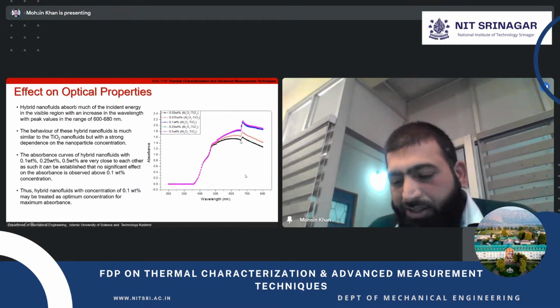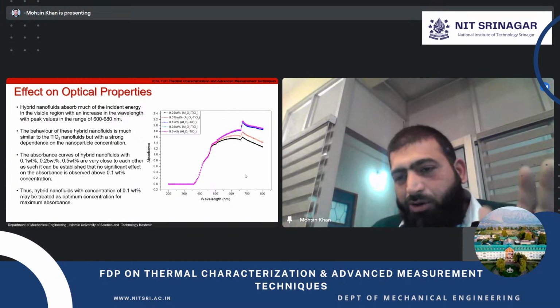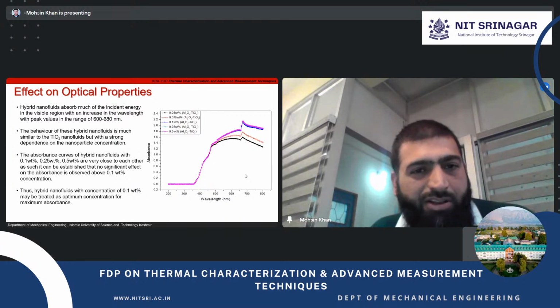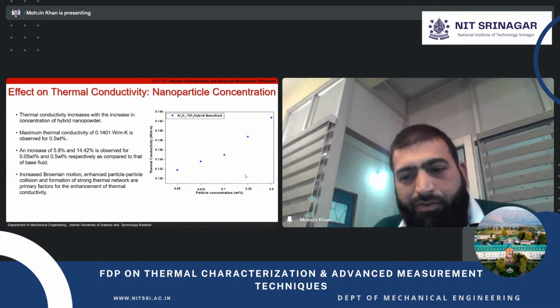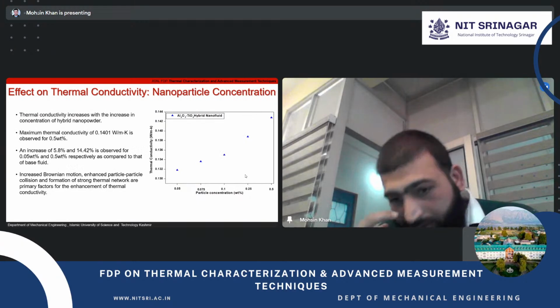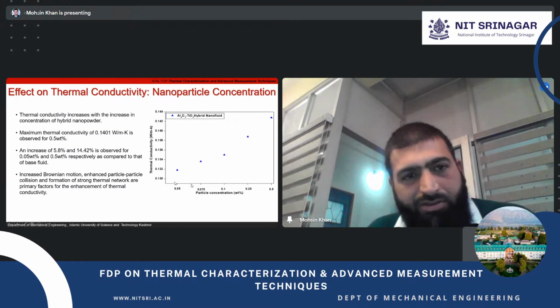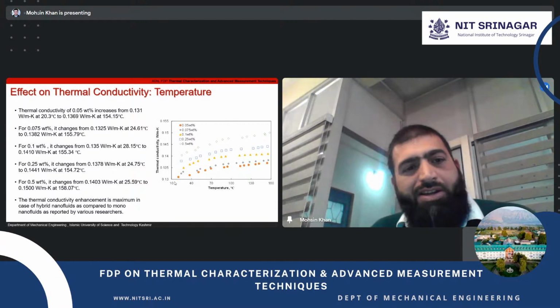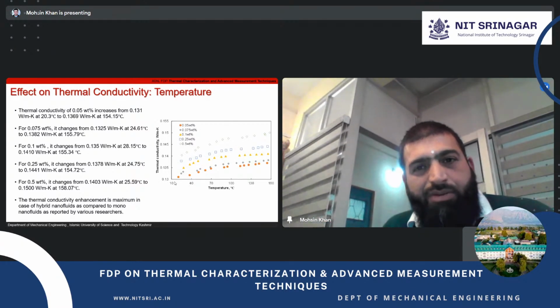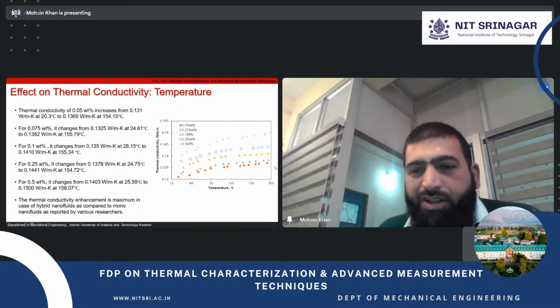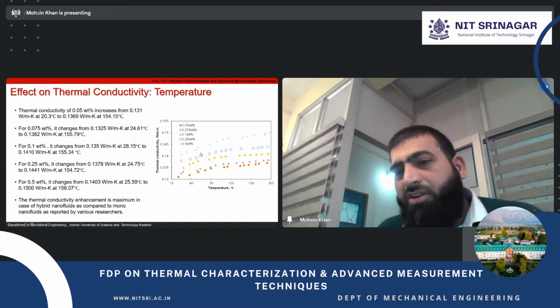Since we are employing a solar source, a good absorption capacity, a good absorbance value, was obtained for these hybrid nanofluids. We also tested the thermal conductivity. We studied the thermal conductivity as a function of nanoparticle concentration, which was found to be increasing with increasing nanoparticle concentration. We also analyzed the thermal conductivity as a function of temperature. With increasing temperature, the thermal conductivity increased, and it was true for all the concentrations.